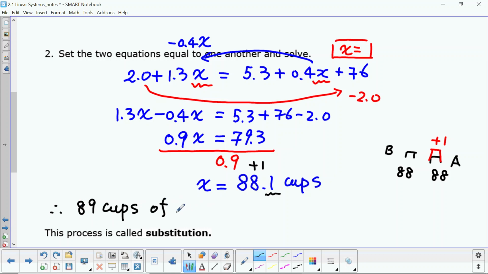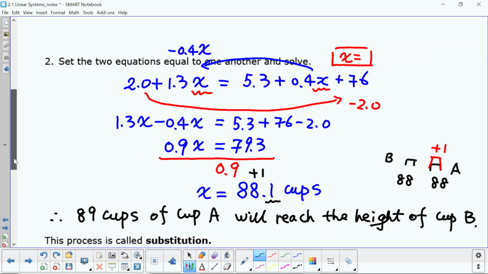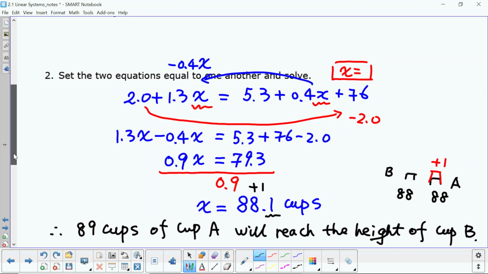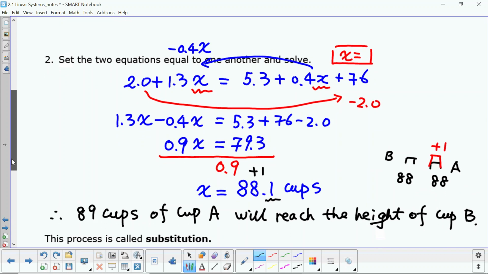89 cups of cup A will reach the same height, the height of cup B. So with 89 cup B, then 89 cup A will reach the same height or higher than cup B. So this is the answer for this situation.